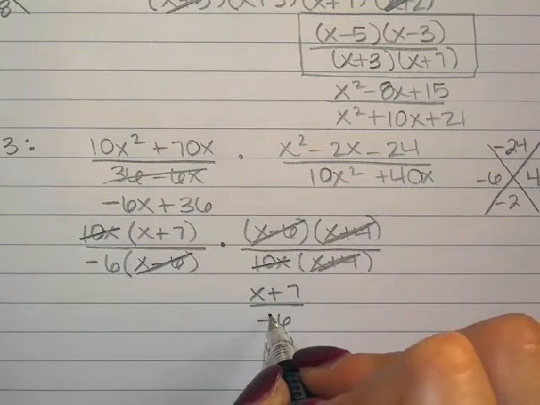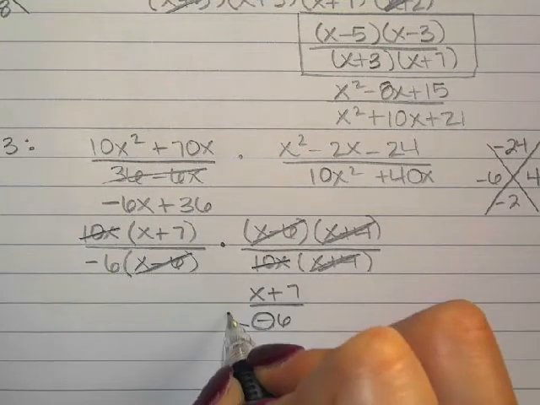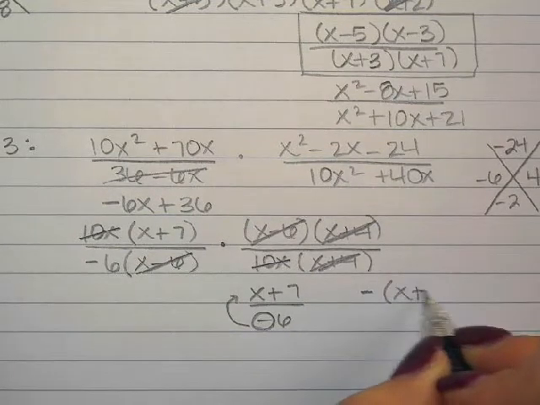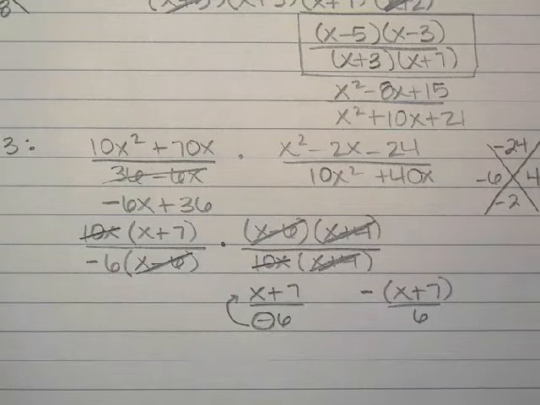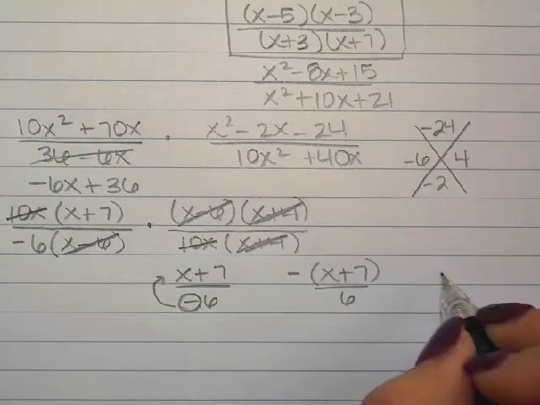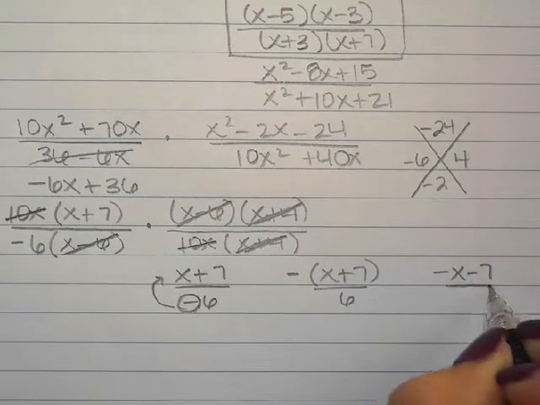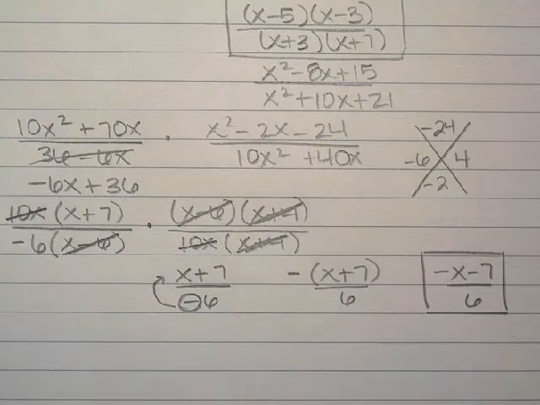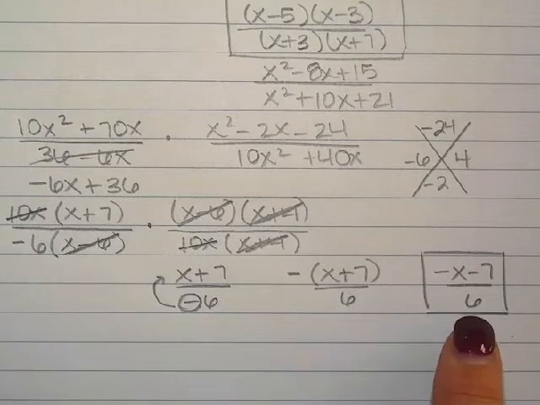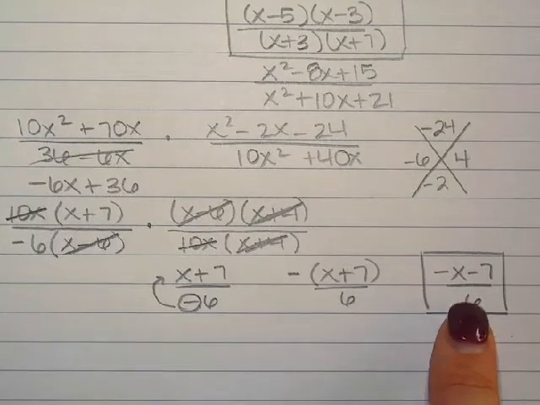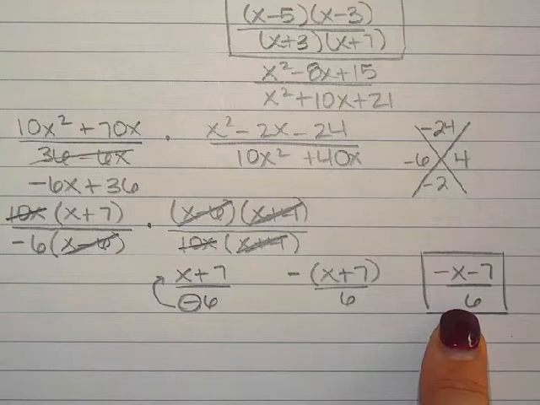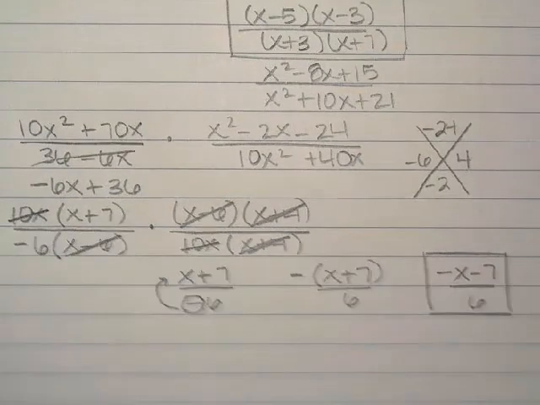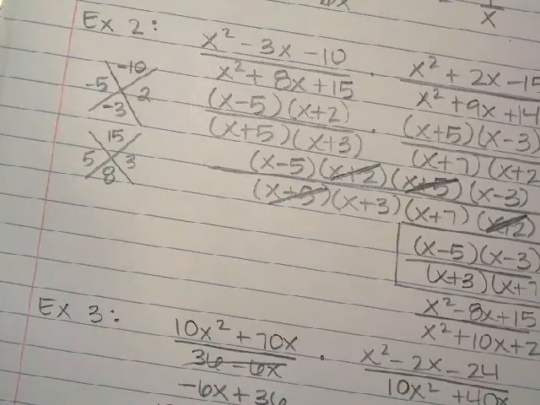Most math people would not leave the negative on the bottom. They would move it to the top, and they would say this is negative of x plus 7 over 6. Or they would distribute that negative and say negative x minus 7 over 6. Any of these answers is fine. All of those are right. But this answer is the one that would most likely show up on a multiple choice item. So just wanted to make sure we're okay with that. Okay, let's go ahead and talk about division.